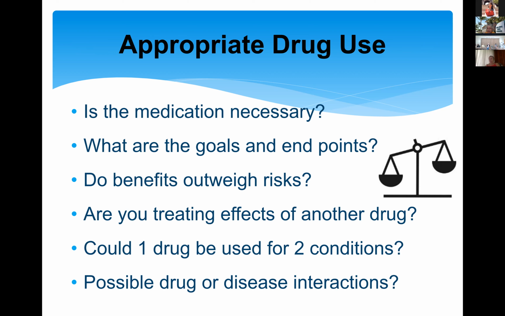In somebody who's 80 and frail, I might be okay with the blood pressure being a little bit higher because actually dropping the blood pressure too low might have its own side effects. Always ask, are the benefits more than the risks? Are you treating the effects of another drug? I really prefer not to do that if I can help it. Can one drug be used for two conditions? And are there drug or disease interactions?